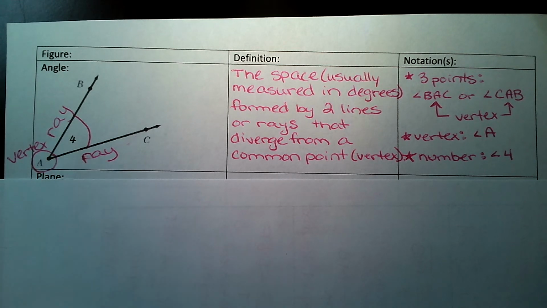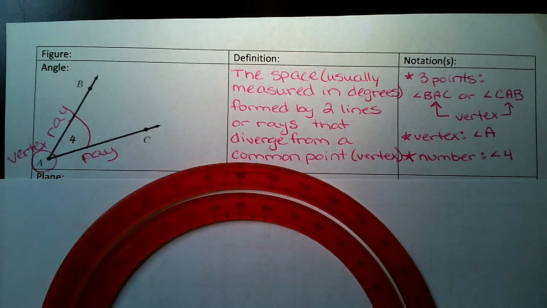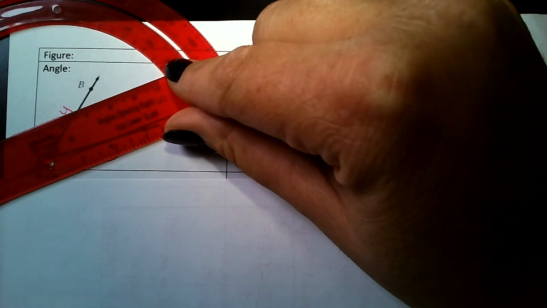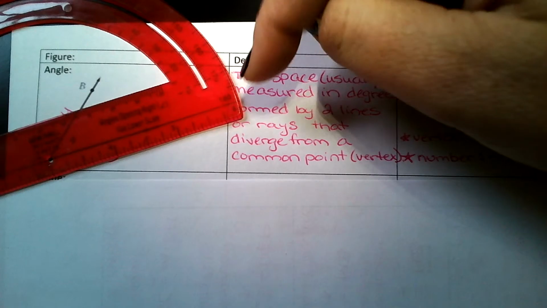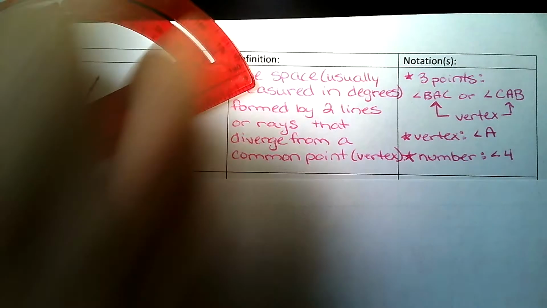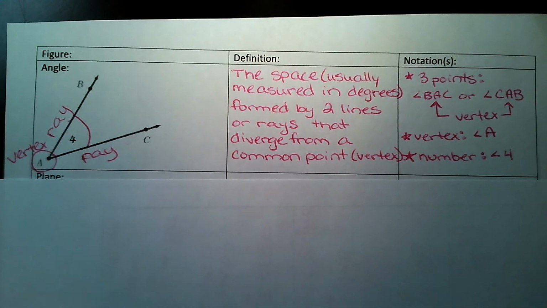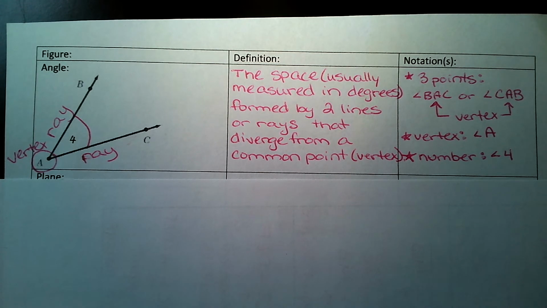Let me get my protractor again. 4 degrees is teeny tiny. We'll talk about how to measure an angle at a later date, but 4 degrees would be teeny, teeny, teeny tiny, so thin. So this angle is much larger than 4 degrees. I have named this angle 4, and that becomes a really simplified way to name an angle. So you've got 3 different ways to name an angle.